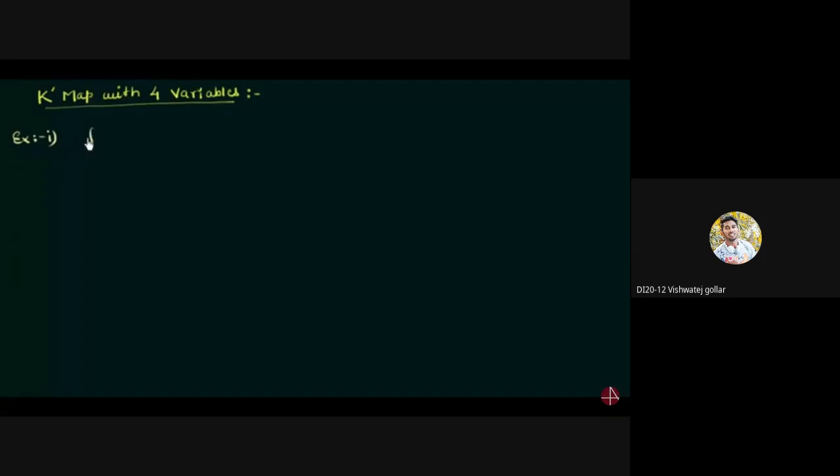The function f with 4 variables A, B, C, D is equal to summation small m 0, 2, 3, 7, 11, 13, 14 and 15. So this is the question, and you have to minimize it. Okay, so let's start solving it.